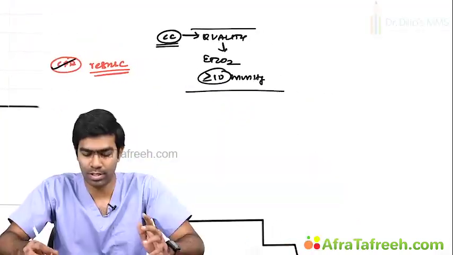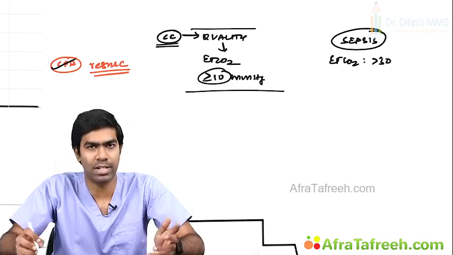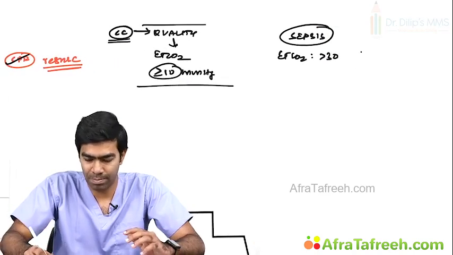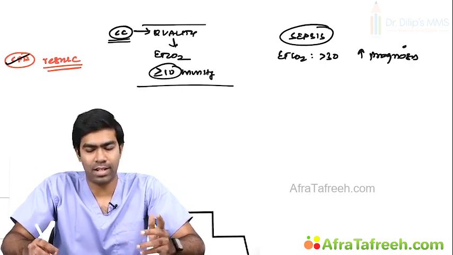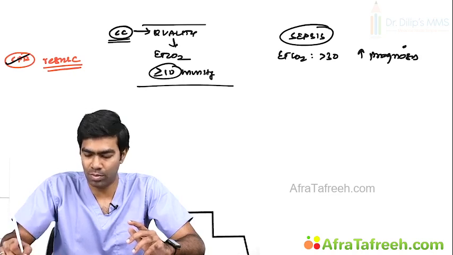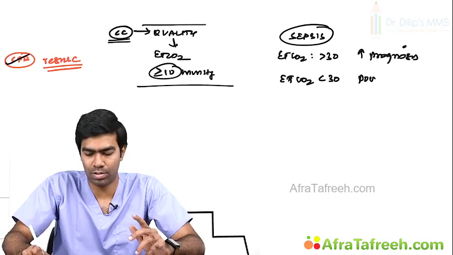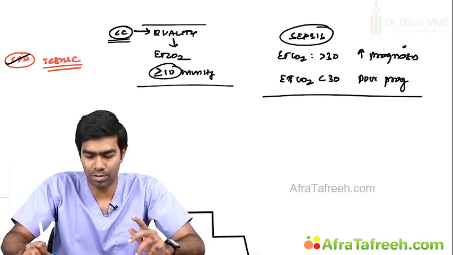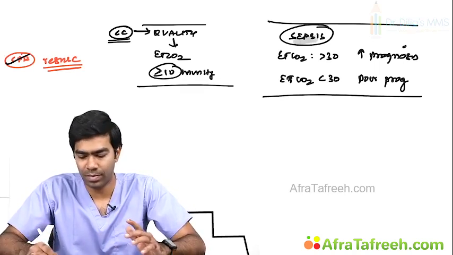Both are very important. One more area where EtCO2 is prognostic is in sepsis. They have clearly told that patients who have EtCO2 in the range of more than 30, especially 30 to 35, have a better prognosis, whereas patients with EtCO2 less than 30 in sepsis have a poor prognosis. It's a much worse prognosis if EtCO2 is less than 30 in a patient who is suffering from sepsis.